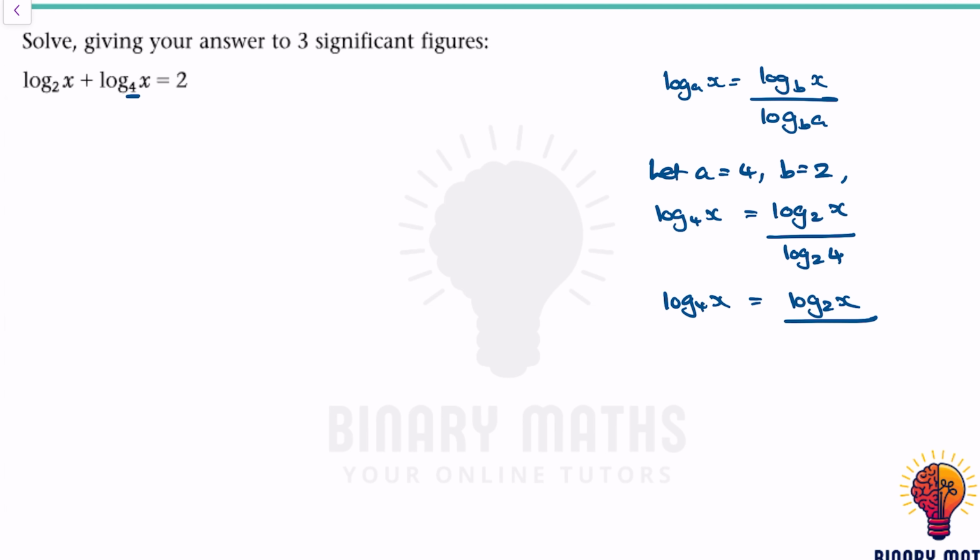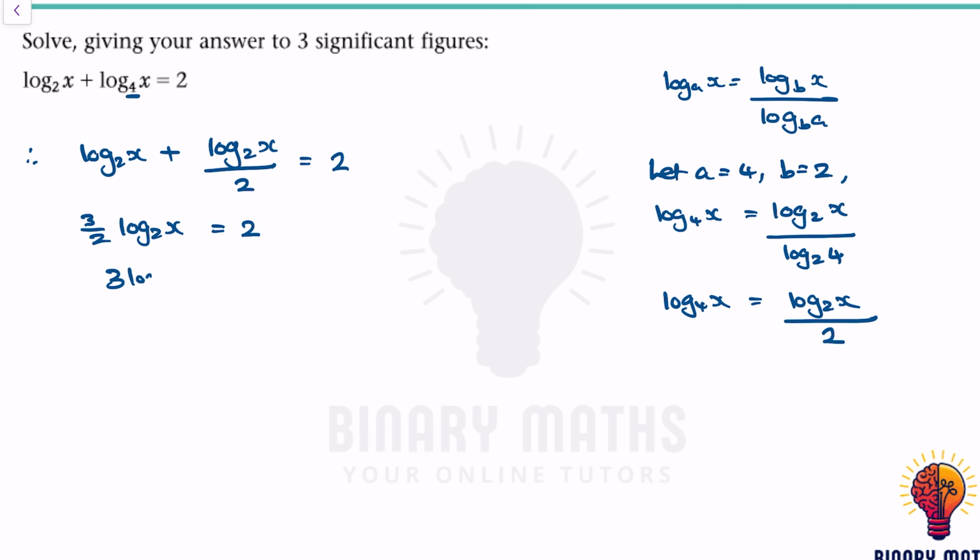2 to the power of 2 is 4. So the answer must be 2 at the bottom. So we can replace log base 4 of x with log base 2 of x over 2. Therefore, log base 2 of x plus log base 2 of x over 2 is equal to 2. Now if we collect the like terms, log base 2 of x plus a half log base 2 of x is 3 over 2 log base 2 of x, which is equal to 2.